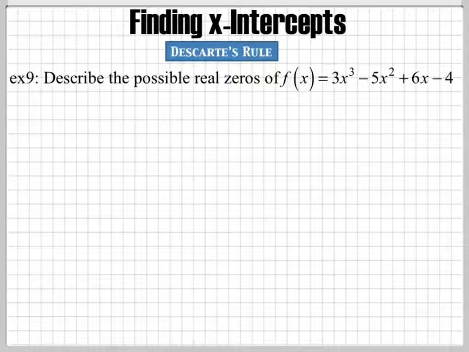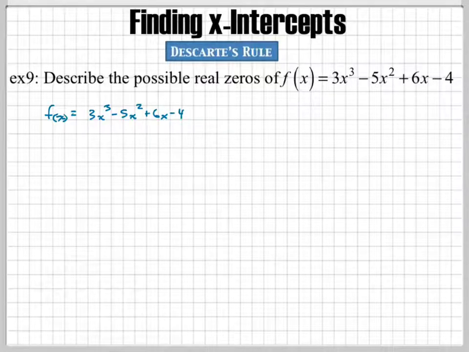What you do is you have to do two different things. You have to look for possible positive real zeros, and to do the positive real zeros, you just use the function that you're given. And so it's f of x equals 3x to the third minus 5x to the second plus 6x minus 4. And then you also have to find the possible negative real zeros. To find this one, you have to plug in a negative x. And so when I plug in a negative x, it looks like this. 3 times negative x to the third minus 5 times negative x squared plus 6 times negative x minus 4.